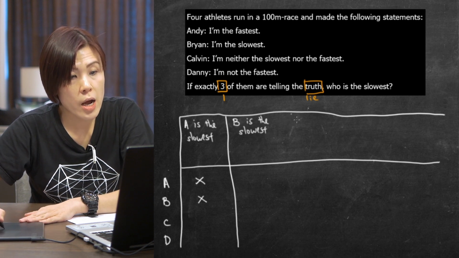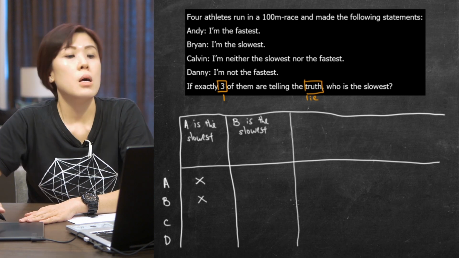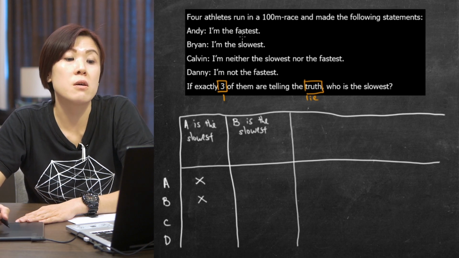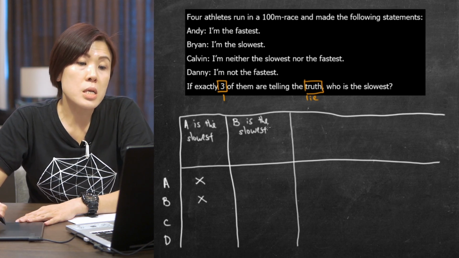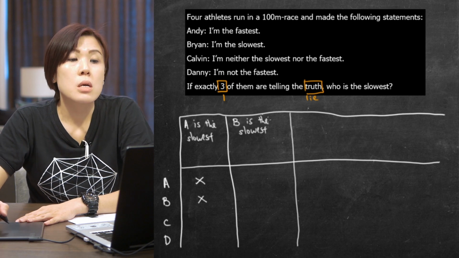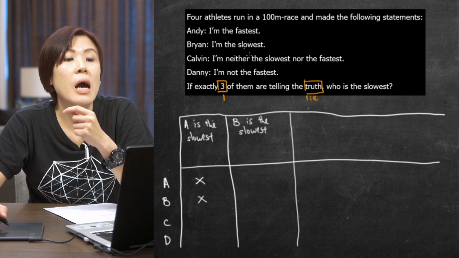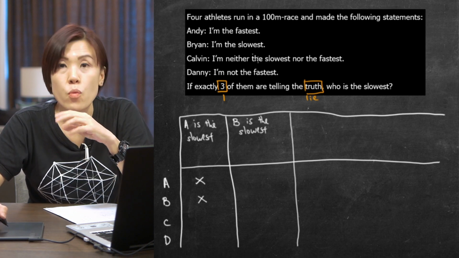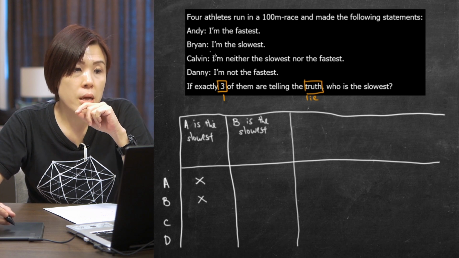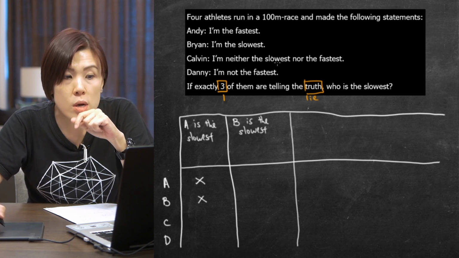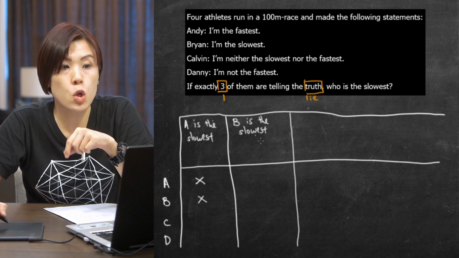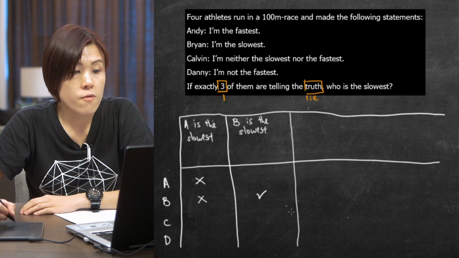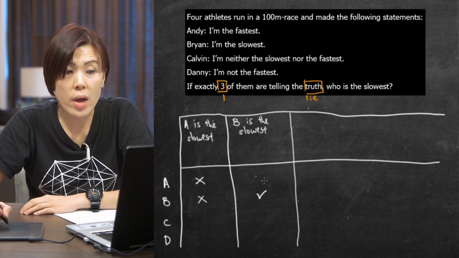Okay, if Bryan is the slowest, let's try to study these conversations. Andy says, I'm the fastest. Since our assumption is only B is the slowest, Andy says that he is the fastest. He could be telling the truth, he could be telling a lie. So for this, we are not sure. And then Bryan says that I'm the slowest, and our assumption is really Bryan is the slowest, which means Bryan is really telling the truth. So I will just put a tick here for Bryan telling the truth, but for Andy, we are not sure.